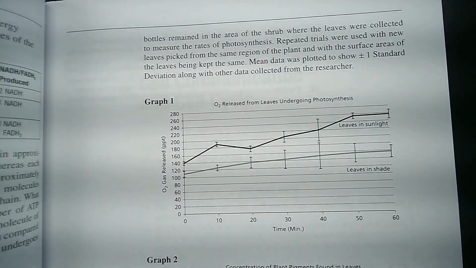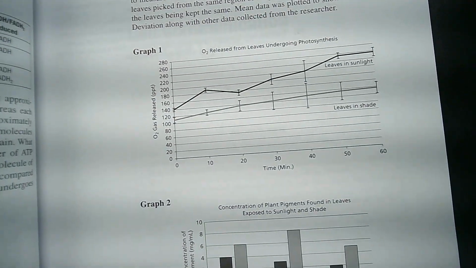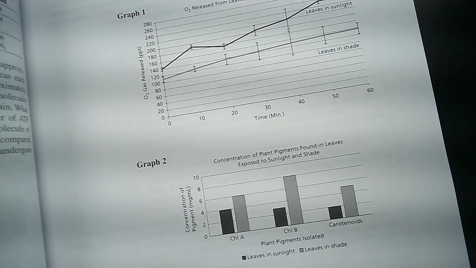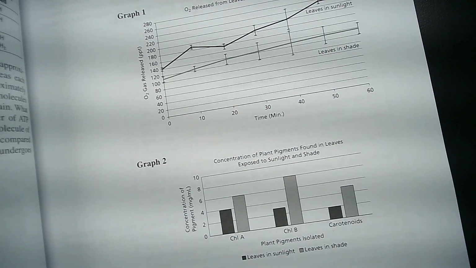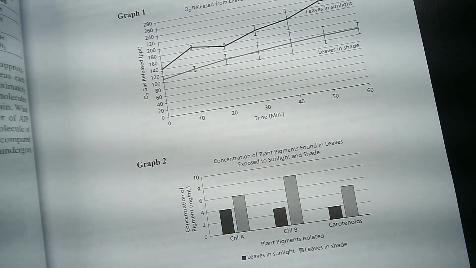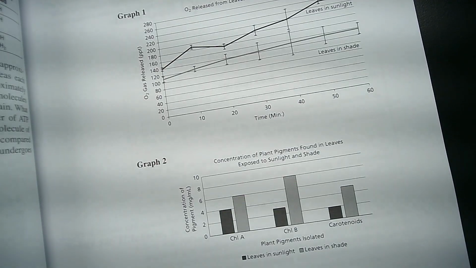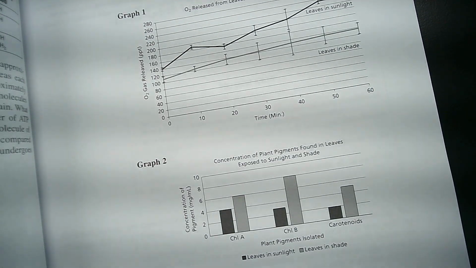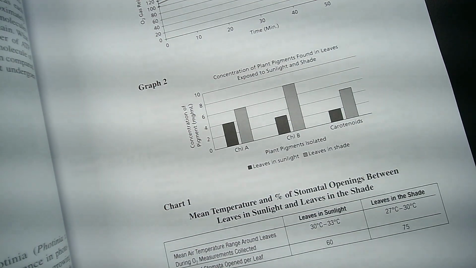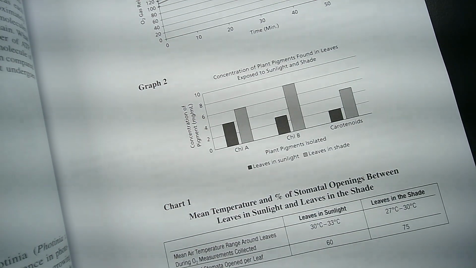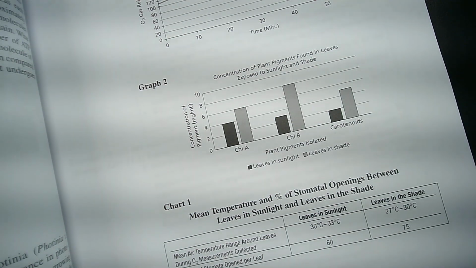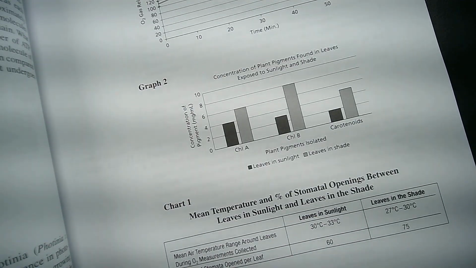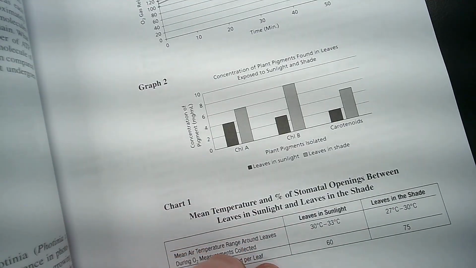Okay, so look at the data. Notice the leaves in sunlight have a higher oxygen gas release. Look at graph 2, concentration of plant pigments found in leaves. Notice that in general, the leaves in the shade tend to have a higher concentration of a certain pigment than others. Now look at this chart. This is the mean percent of stomata openings between the leaves in the sunlight and leaves in the shade. Notice that leaves in the sunlight tend to have fewer stomata open, so as not to let water out, versus leaves in the shade.